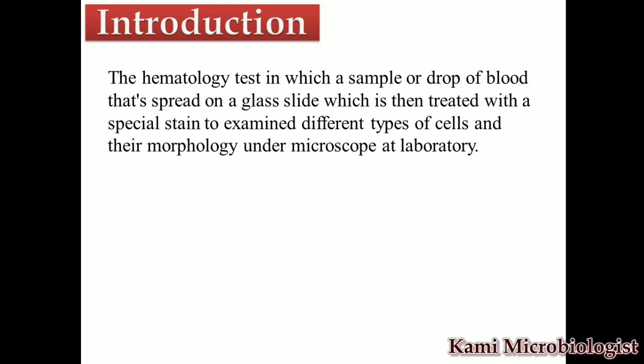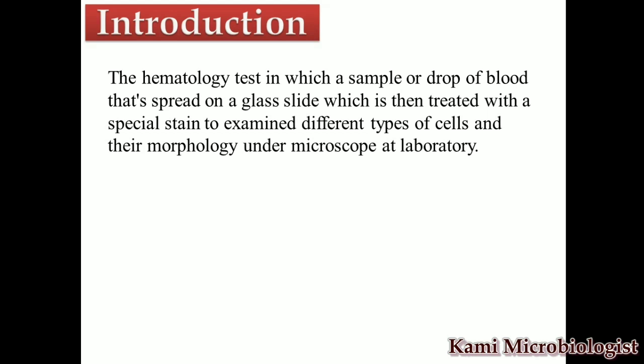Remember guys, a blood film is nothing but a blood test, or we can say a hematology test, in which we mostly use a blood sample, or we can say a drop of blood, which is placed on a clean slide. One drop of blood is placed on the clean glass slide, and then over it we place another slide that acts as a spreader, and using both slides we make a blood film. How to make it, we will explain in the next slide.